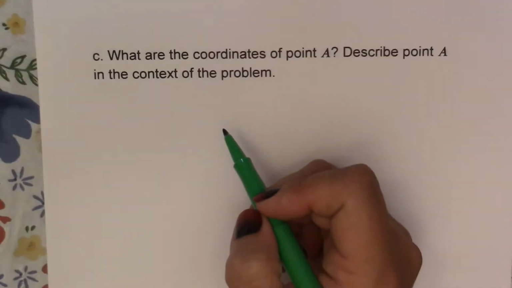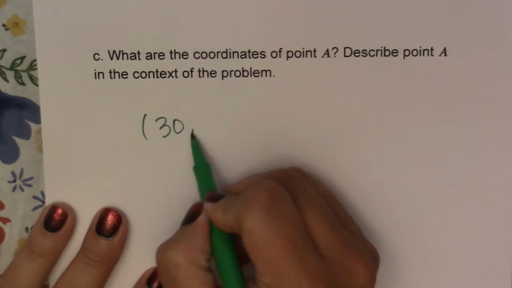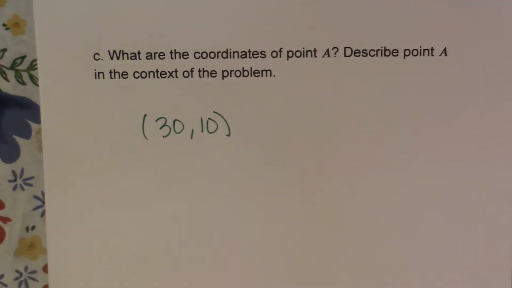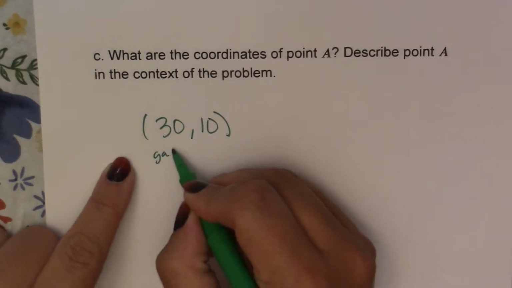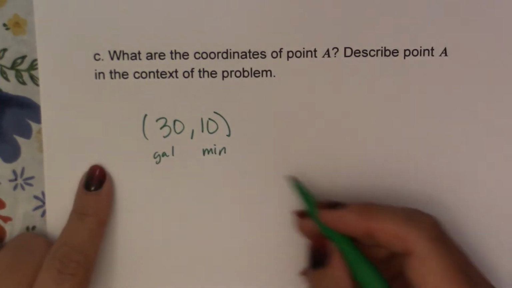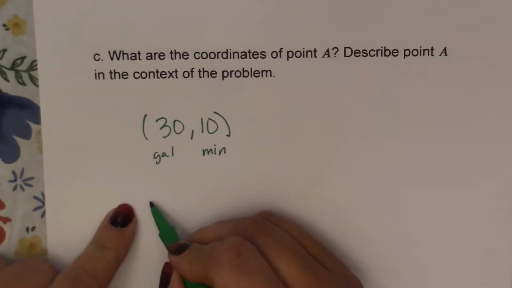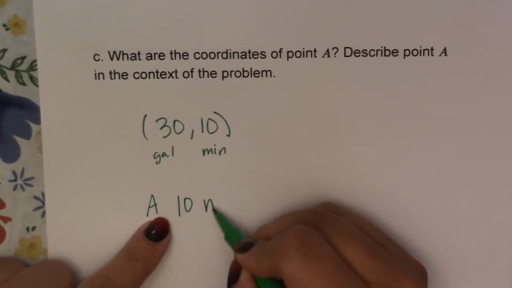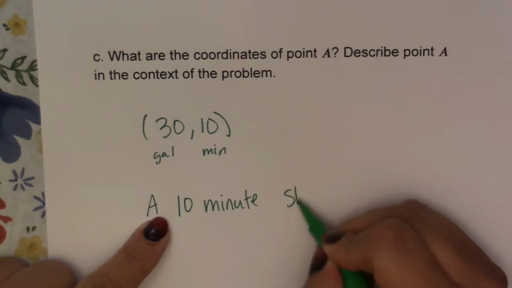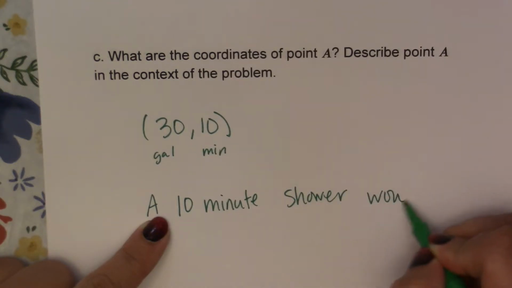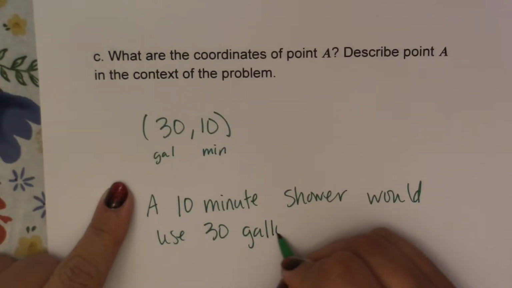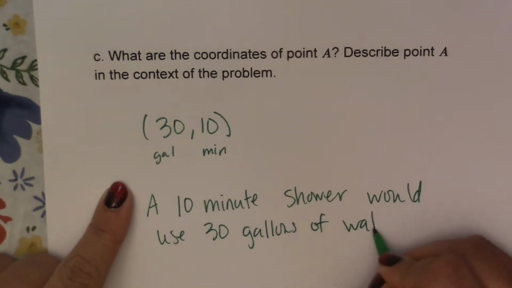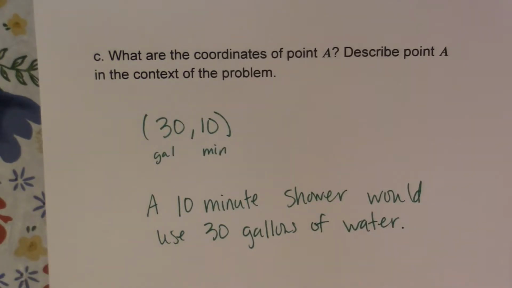Let me zoom back out. So this means, remember, our x is down here on the bottom, which is gallons. So this is gallons, and this is minutes. So we could say a 10-minute shower would use 30 gallons of water. Okay.